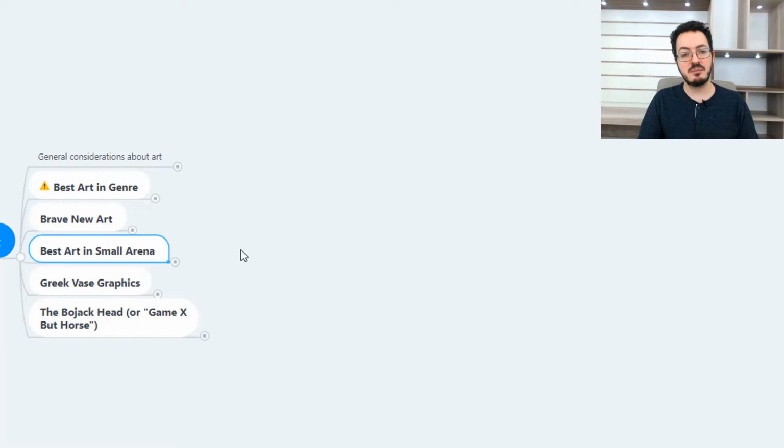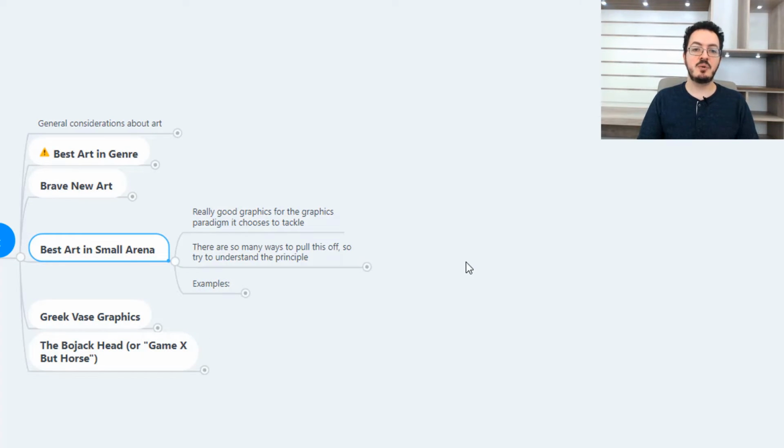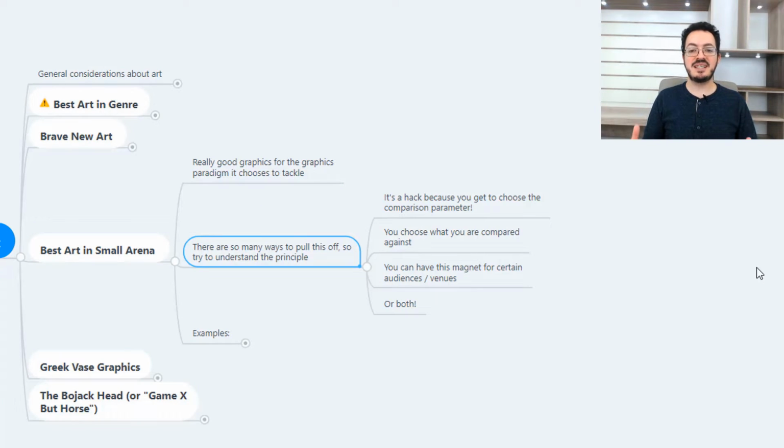Now, best art in small arena. This is kind of similar to best art in genre, but way easier to pull off. What is it? It's having really good graphics for the graphic paradigm that you choose to tackle in an arena that you are deliberate about choosing. So there's a bunch of ways to pull this one off. So let's talk about the principle that guides this. This is basically a hack, right? Because you are picking a parameter to be compared against, and you are being deliberate about that. You are choosing that in a way where you can over deliver, right?